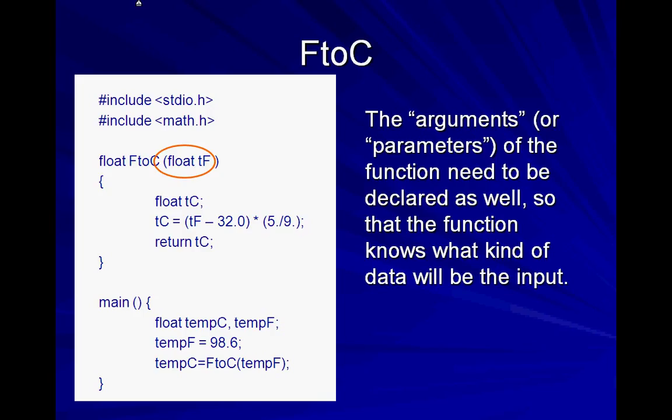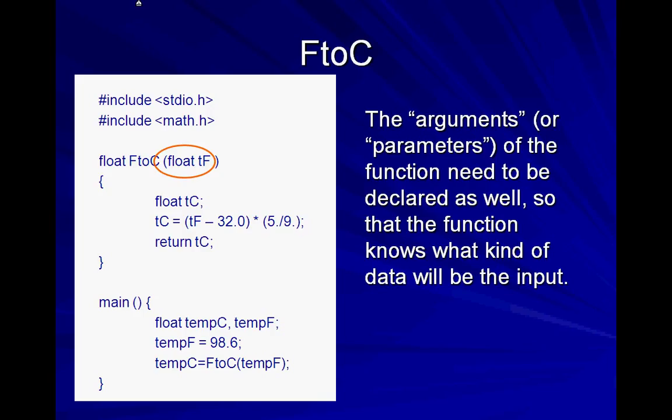It's just going to be a floating point number that is going to be part of your function. And you need to make sure the computer understands that this value that's being passed as an argument into your function is going to be a floating point number that in this case you're calling tf. And then inside the function, there's just code.